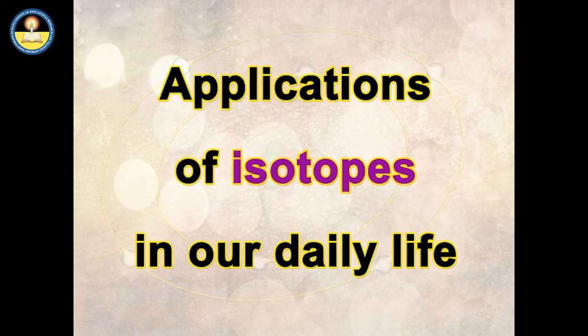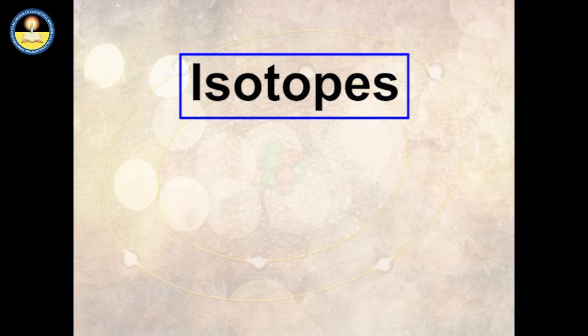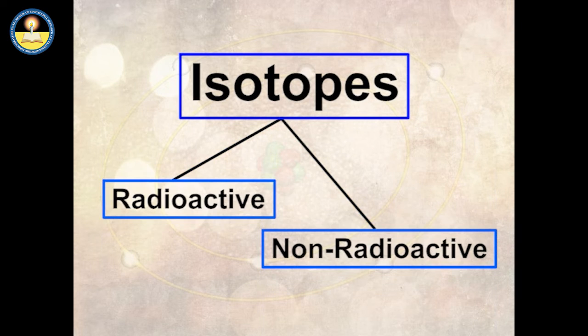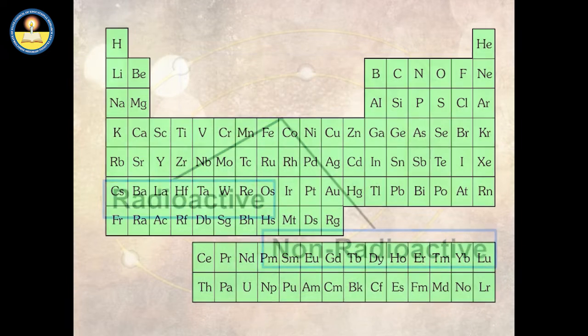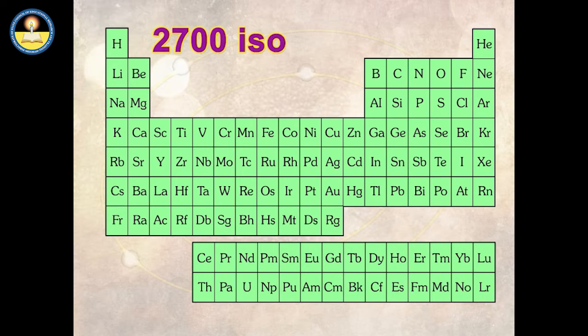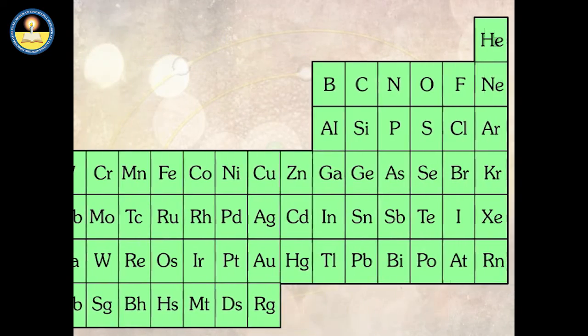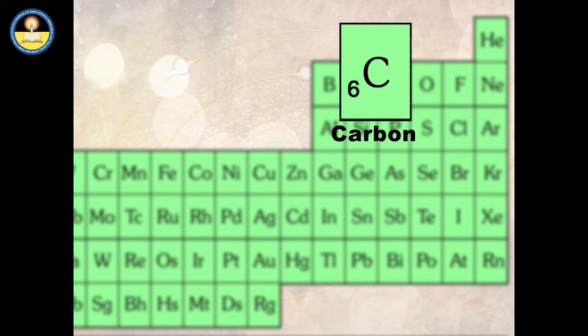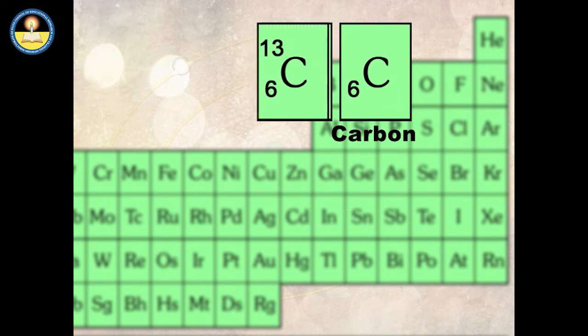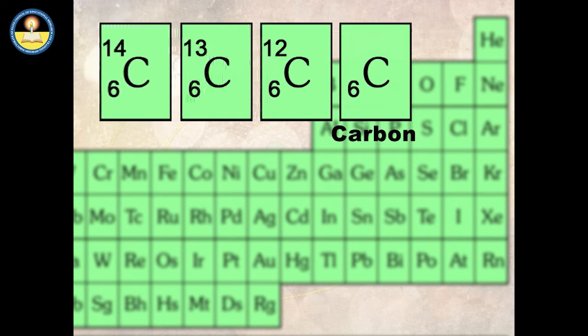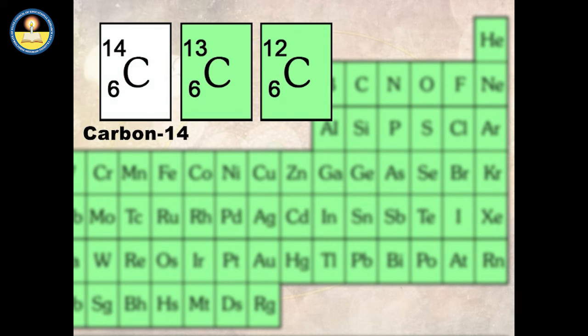Let us now learn about the applications of isotopes in our daily life. There are 2 types of isotopes: radioactive and non-radioactive isotopes. There are about 2700 isotopes of various elements. All of them are not stable. Let us take an example. Natural carbon is a mixture of 3 isotopes, 2 of which are stable and the third one, carbon-14, is unstable.